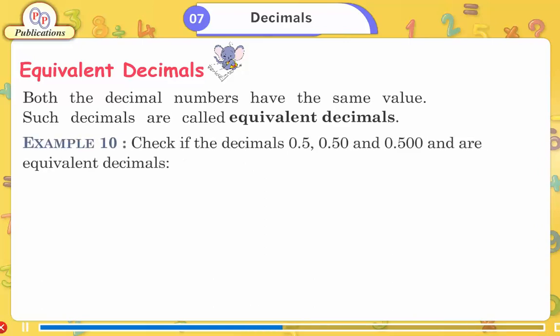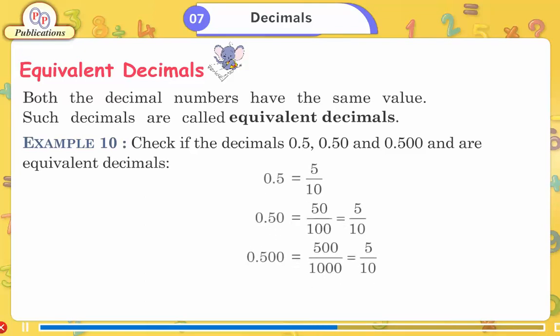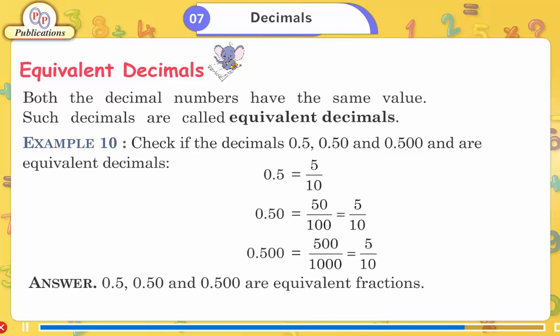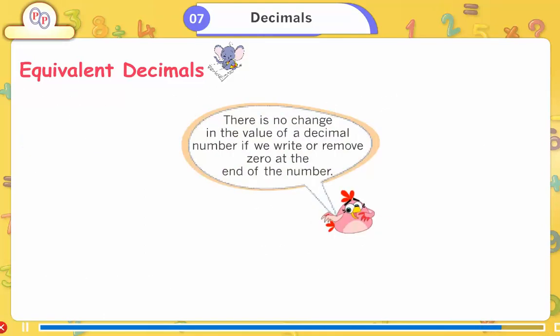Example 10. Check if the decimals 0.5, 0.50 and 0.500 are equivalent decimals. 0.5 is equal to 5 upon 10. 0.50 is equal to 50 upon 100 is equal to 5 upon 10. 0.500 is equal to 500 upon 1000 is equal to 5 upon 10. Answer: 0.5, 0.50 and 0.500 are equivalent decimals. There is no change in the value of a decimal number if we write or remove 0 at the end of the number.